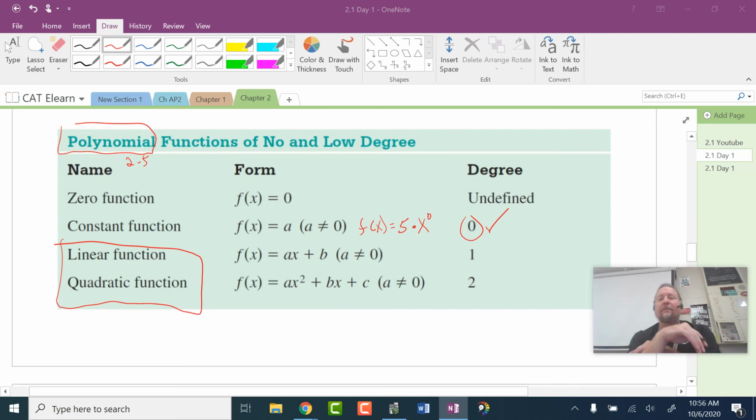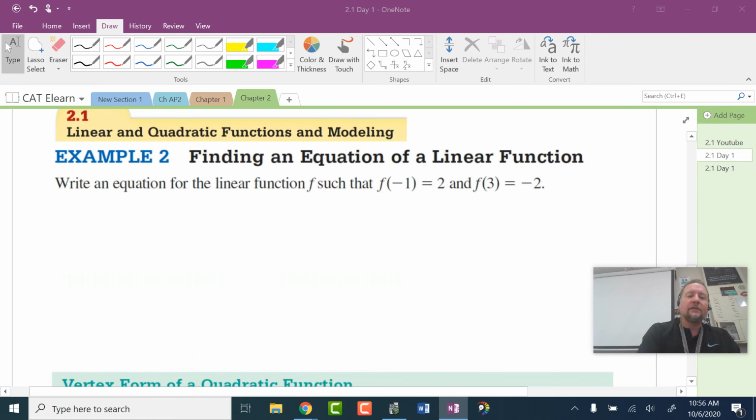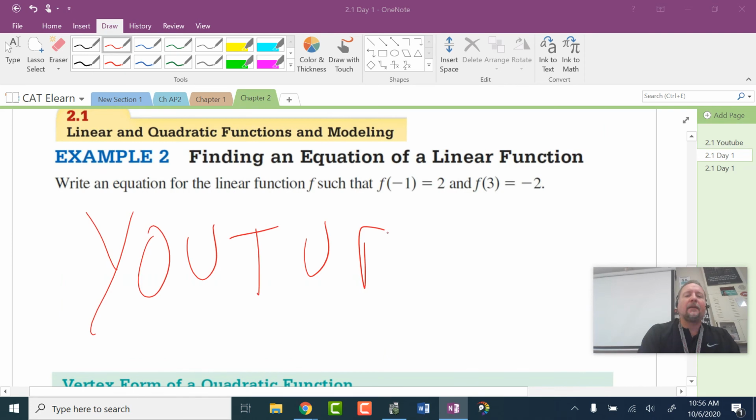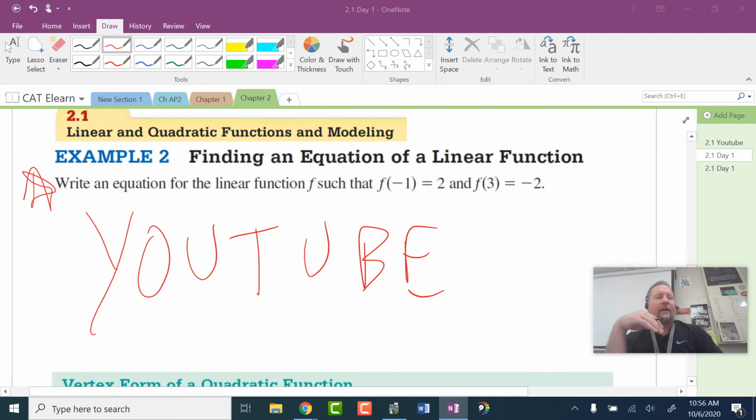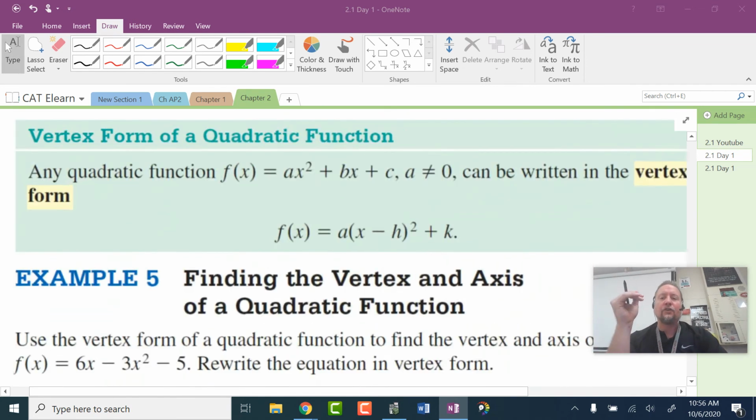Very simple thing. Now, linear functions. This is on a YouTube video. This is the 17-minute thing I told you had to do on your own. Maybe just watch the beginning of this example and then move on, because it's really what we did in the bell work, just looking at that notation.